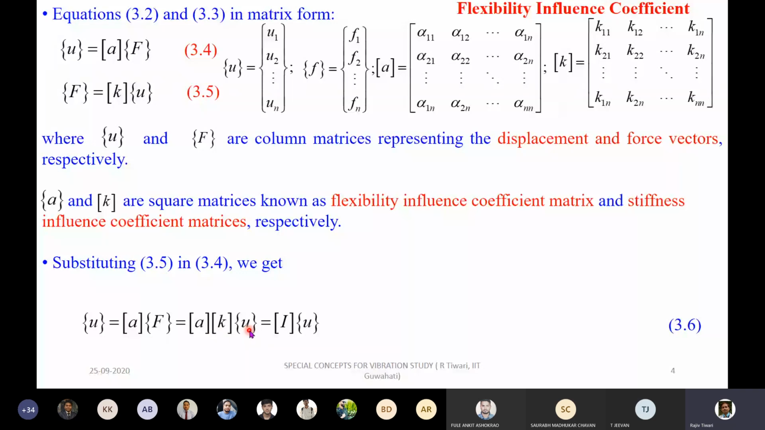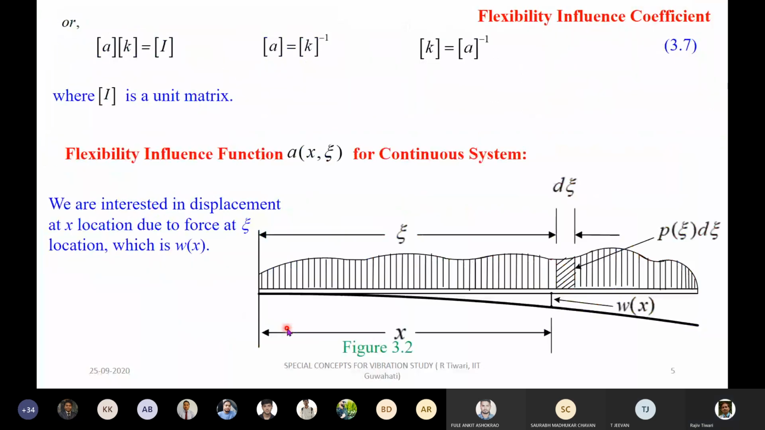Now, because you see U is equal to A K into U, and U is the same, the only possibility is when A into K is the identity matrix. Then only these two displacements, which are the same vector, will be equal. So A into K is equal to the identity matrix. We got a relationship. That means the flexibility influence coefficient matrix is the inverse of the stiffness influence coefficient matrix.